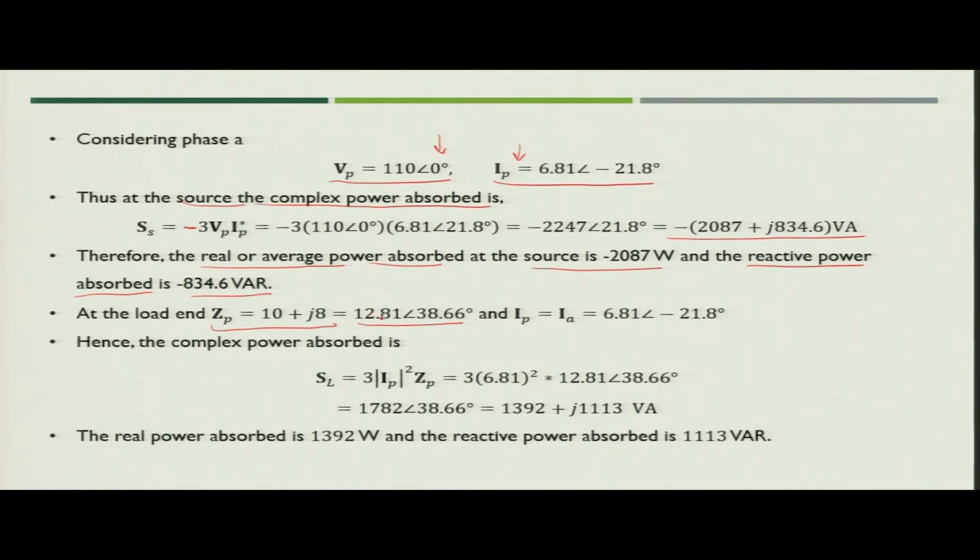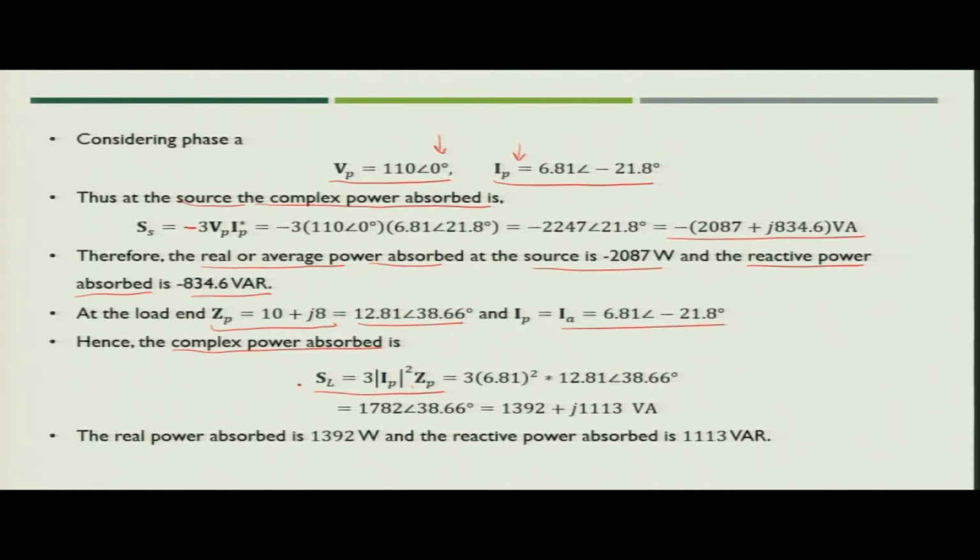Now, at the receiving end, that is the load end, Z p is given, you can convert it into phasor, that will become 12.81 angle 38.66 degree, and I p is given, that is the line current also, because in case of a star connection, phase current equals line current. So, complex power absorbed by the load you can simply calculate by this formula, that is 3 times I square into Z p. Being a square term, you can simply write the square of the magnitude of the current. So, you will write 3 into 6.81 square into Z p, where Z p you have calculated as 12.81 angle 38.66 degree.